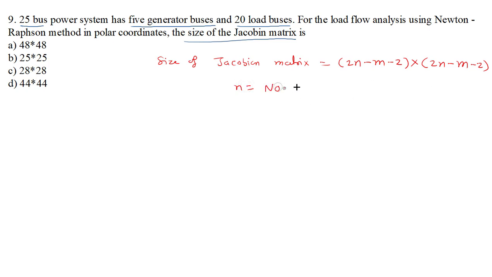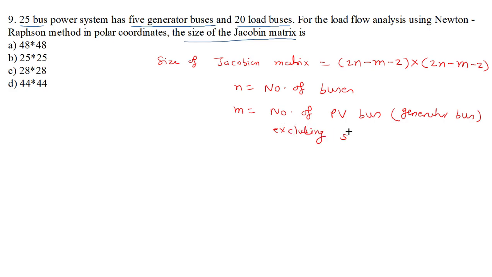So n is nothing but the number of buses, so total buses, and m is the number of PV buses, or it is also known as a generator bus. Here we should remember that we should exclude the slack bus, because in every system we take one bus as a slack bus and we should not include the slack bus as a PV bus, because slack bus will be 1. Irrespective of the total number of buses, slack bus is always 1.